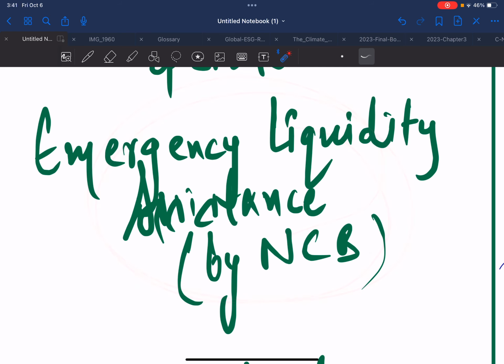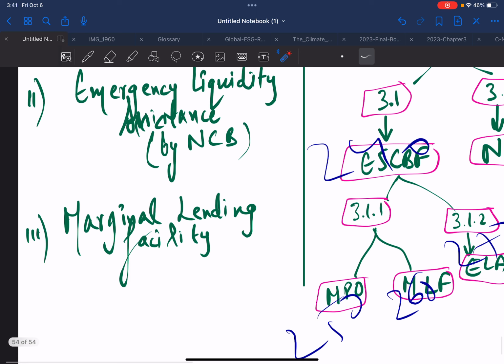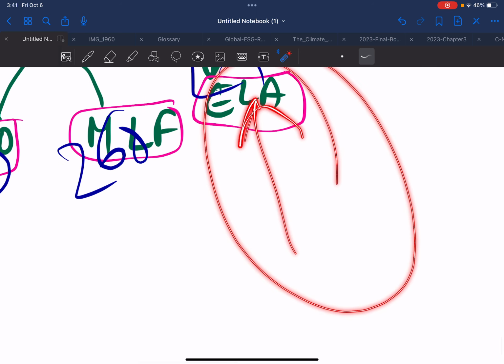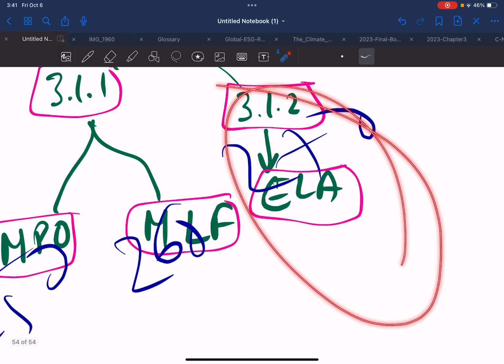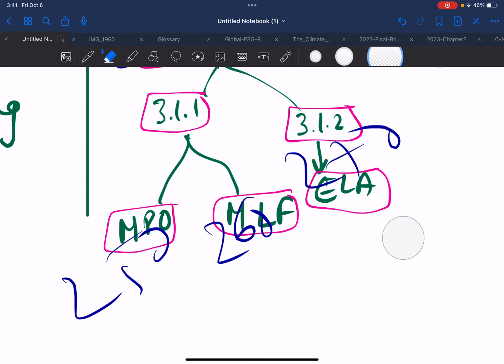So this ELA is not a usual item. It is an exceptional measure. Only those banks which are in deep trouble are going to report here. So this should be out of the picture for most banks.